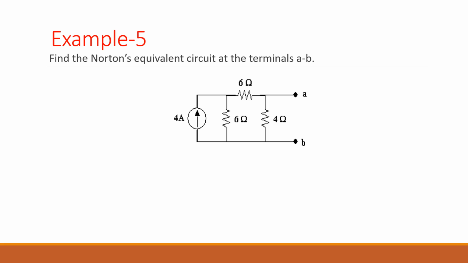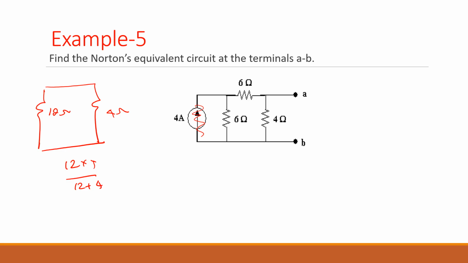Okay, so to find the Rn, what we need to do is switch off the only source that we have. Then 6 and 6 are in series with each other, so that will be 12, and 12 and 4 are in parallel to each other. So 12 times 4 divided by 12 plus 4, and that will be 3 ohms. Okay, so your Rn is 3 ohms.